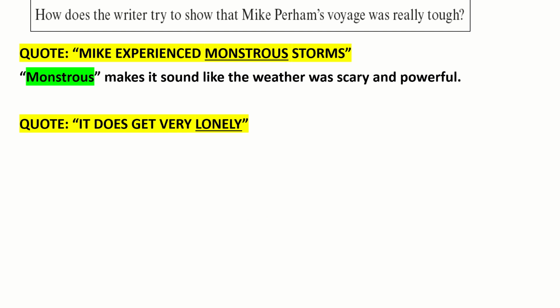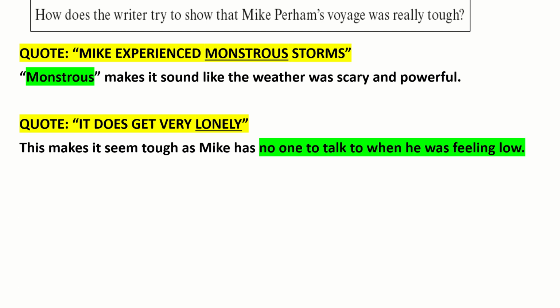Okay, this is one where I have given an explanation, but this is another one where I don't think you'd really need to explain it. Remember, if it's really obvious, you don't need to explain it. So you would get a mark for just saying, another way it was tough for Mike, as it says, he gets "very lonely", and put very lonely in quotes. I've put that explanation, but you would get a mark for just putting the quote in.